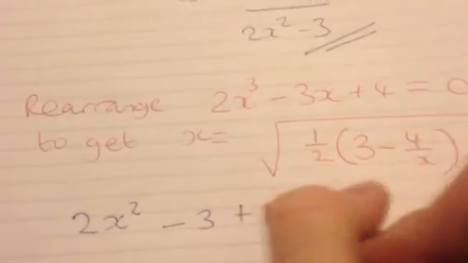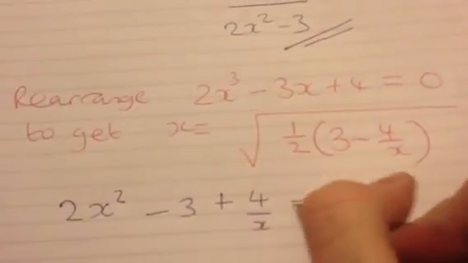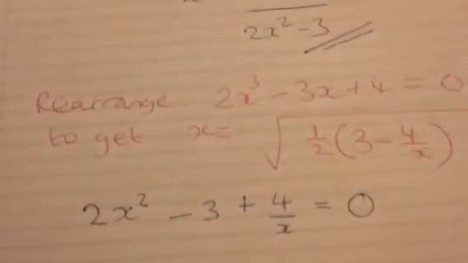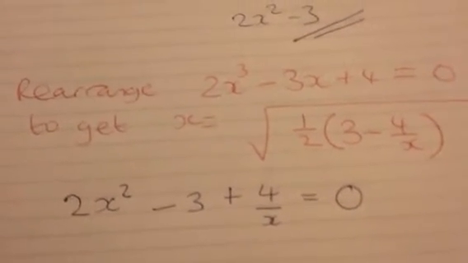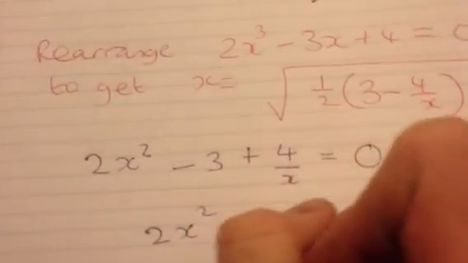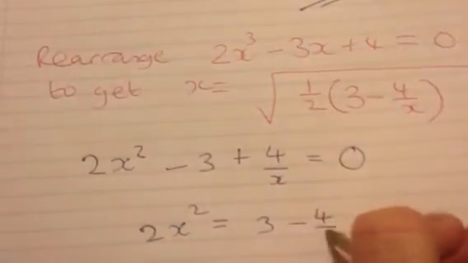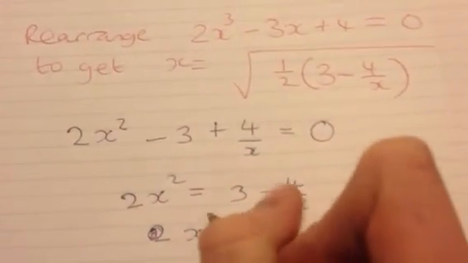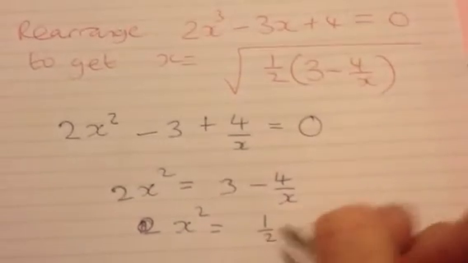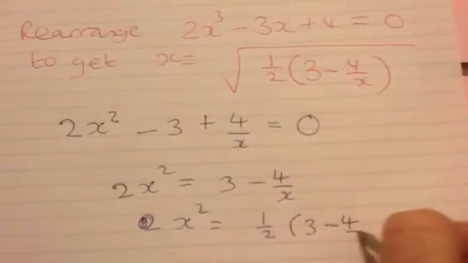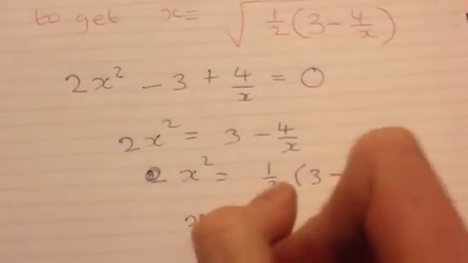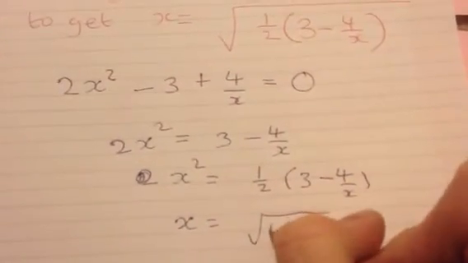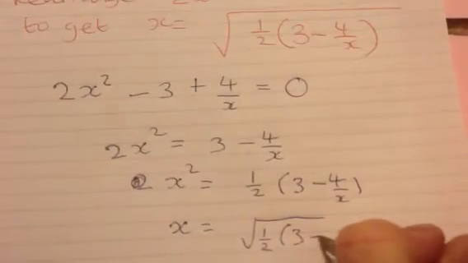So I write 2x squared minus 3 plus 4 over x is nothing. Now I'm going to have to square root at some point. So I reckon let's get the x squared alone so we can square root it later. So we do 2x squared equals 3 minus 4 over x. Let's half it, and we can see here that it's looking more and more like the answer I want. So we half it, and then I square root it to finish off. So x equals the square root of half bracket 3 minus 4 over x.